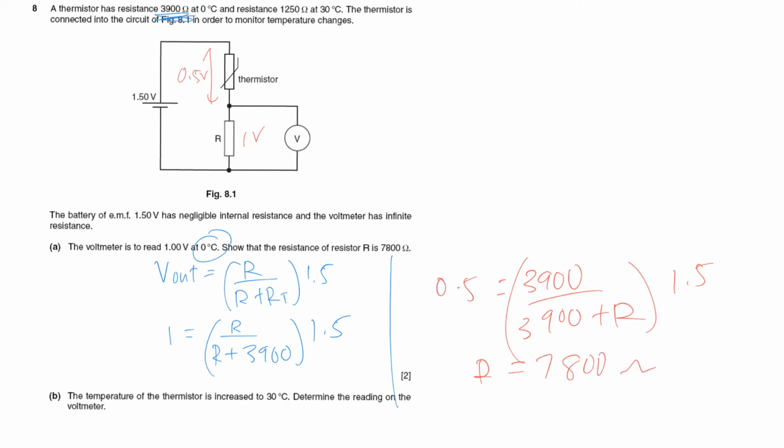The next part, if they ask you to find the reading on the voltmeter at 30 degrees, what do we do? We refer to the resistance of the thermistor, which is now 1250. I solve it a bit on top here because at the bottom there's no space. So the voltmeter reading equals the resistance of R, which you already figured out as 7800, over 7800 plus the resistance of the thermistor at 30 degrees, which is 1250. Then you multiply by the EMF of the cell, and you should get your answer.